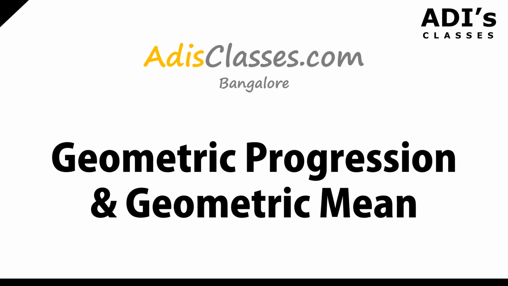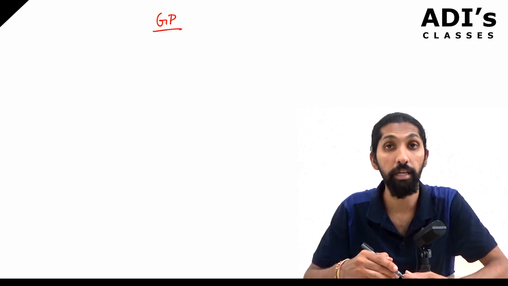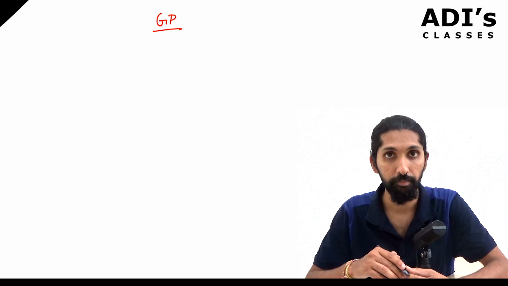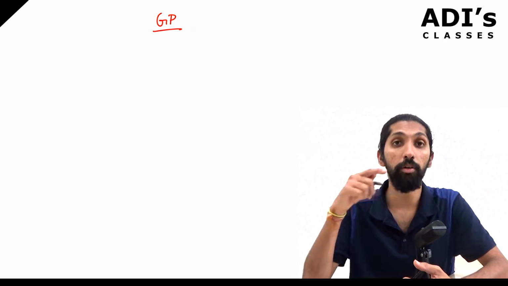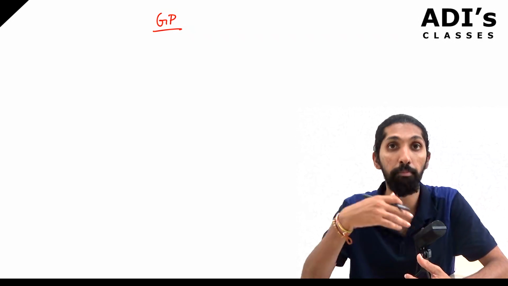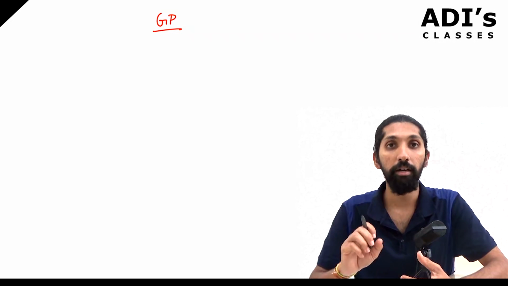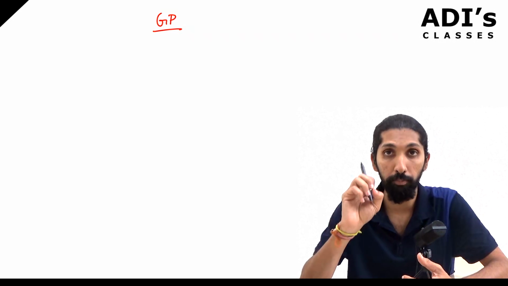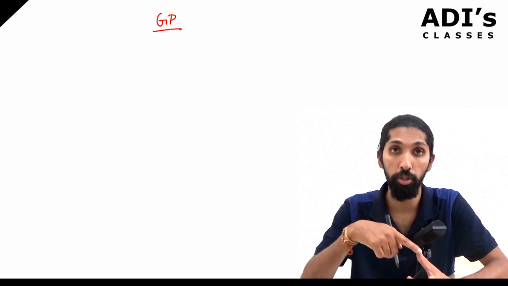In this video, we are going to discuss geometric progression. In short, we call it GP. Now, you all know what AP is, where you add a common difference, correct? a plus d, a plus 2d, plus 3d, plus 4d, isn't it? Now, a geometric progression is that progression where we multiply by a common ratio.